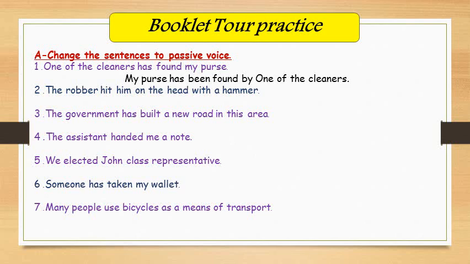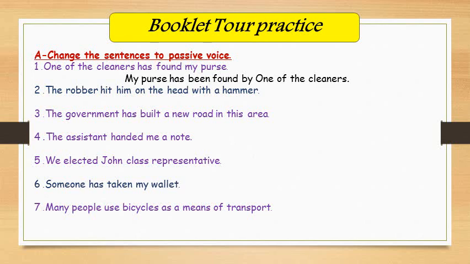Okay. And I want to tell you something. If the doer of the action, if the subject isn't mentioned or isn't certain, don't write by. So I can say my purse has been found. No problem. Okay? But here, the subject, the doer of the action, is certain, is identified. So no problem if I mention it. My purse has been found by one of the cleaners.